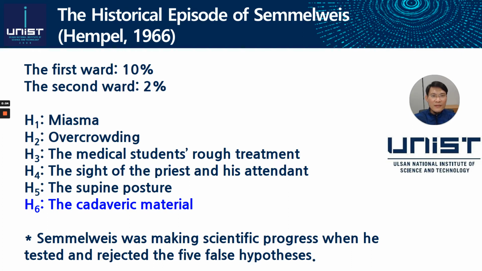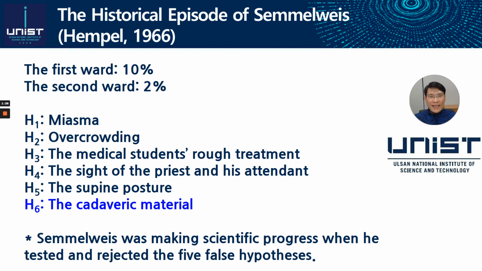There were two maternity wards in the Vienna General Hospital in 1846. The mortality rate of the first ward was approximately 10%, and the mortality rate of the second ward was approximately 2%. Semmelweis was puzzled by the high mortality rate of the first ward. He tested and rejected 5 false hypotheses before he reached the sixth hypothesis, which dramatically reduced the high mortality rate of the first ward.